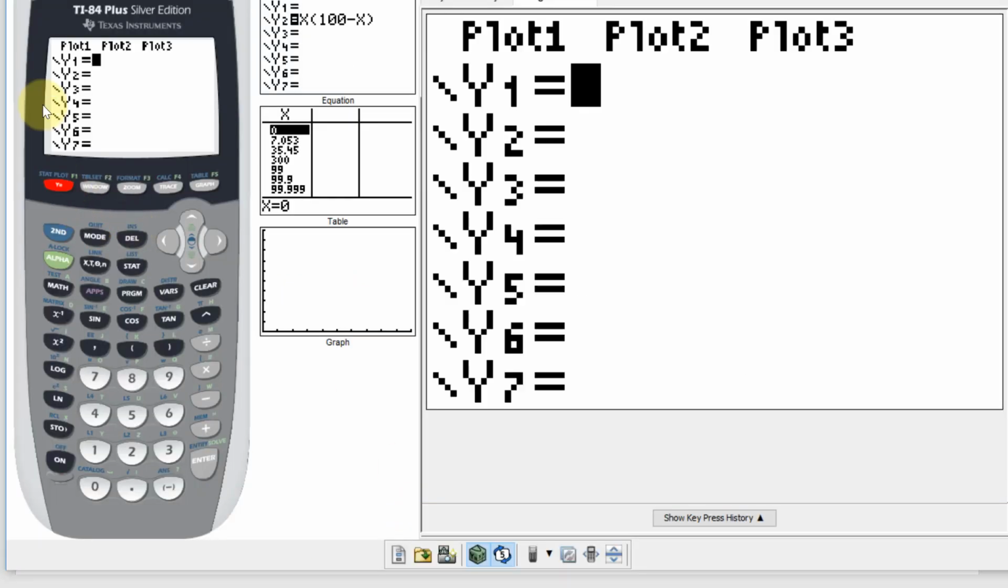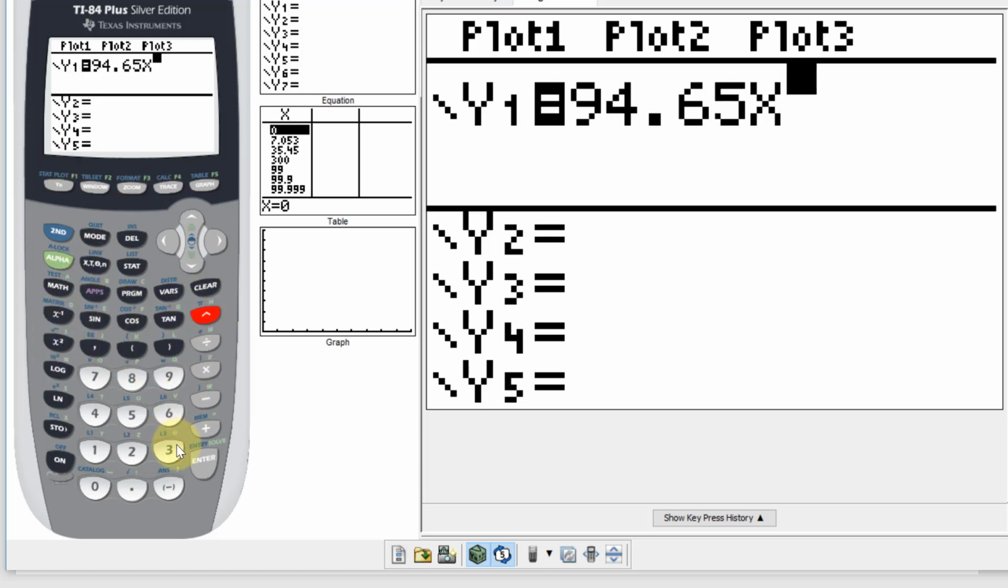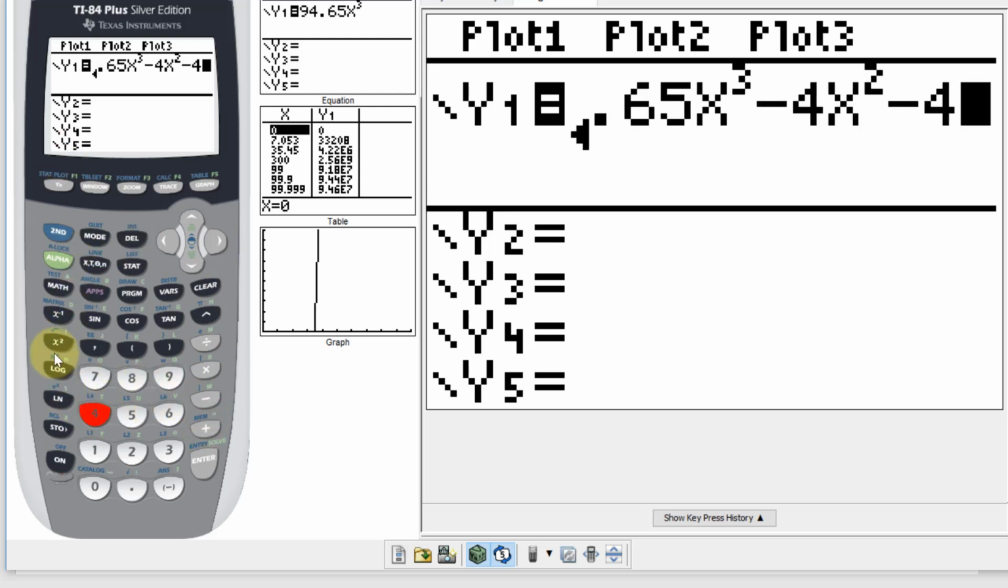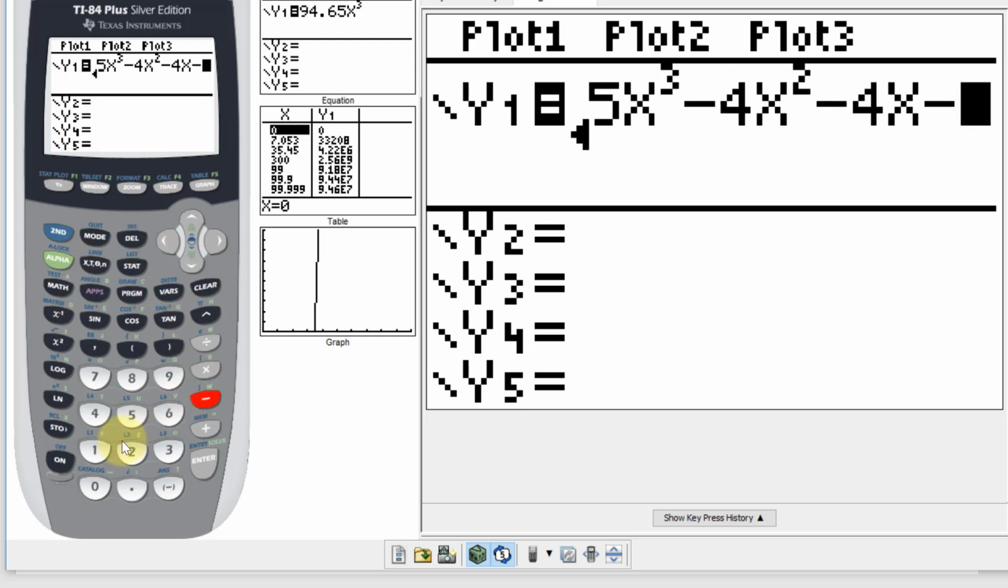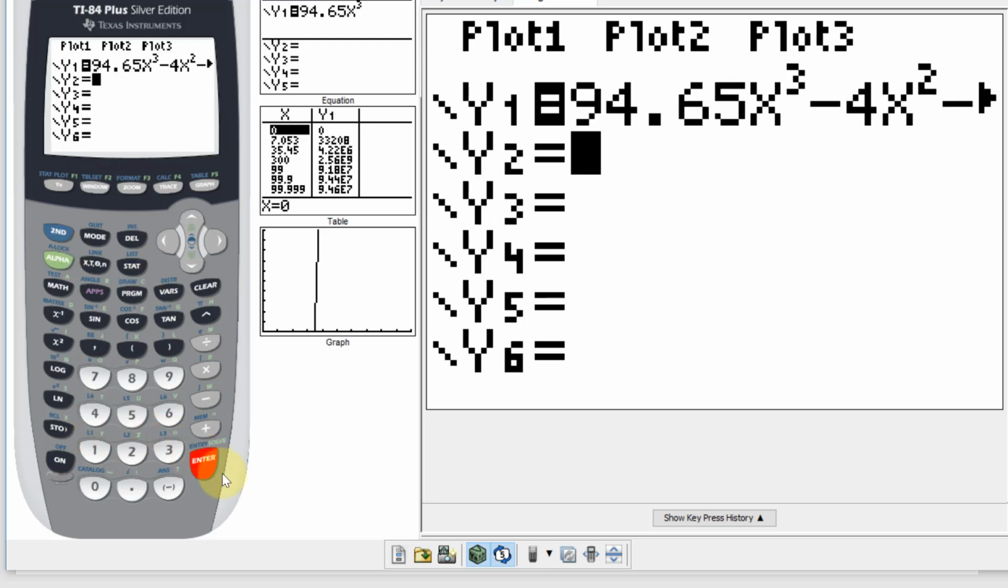So what we could do is start off with 94.65x to the power 3 minus 4x squared minus 4x minus 104. And we're looking for intercepts for that.